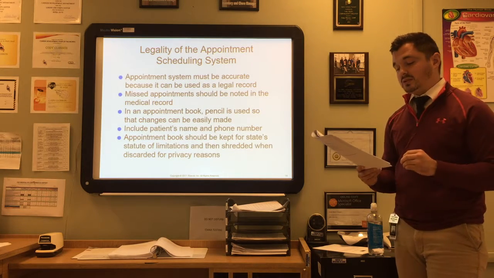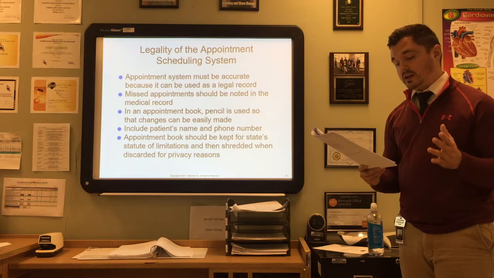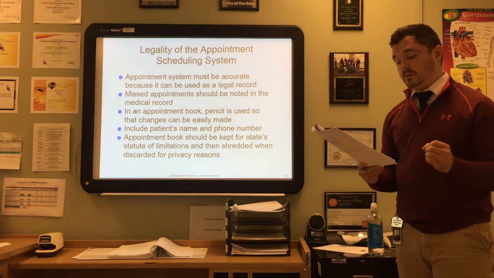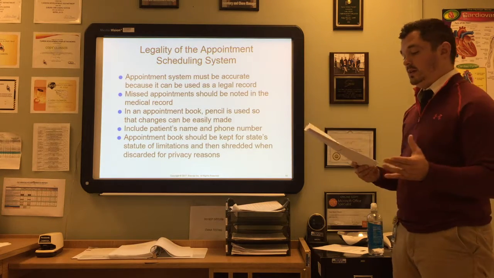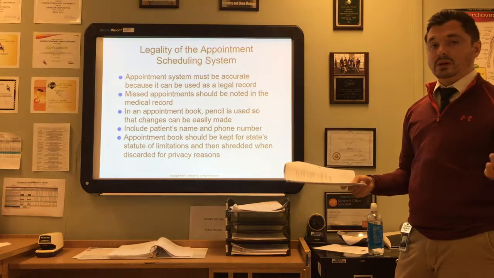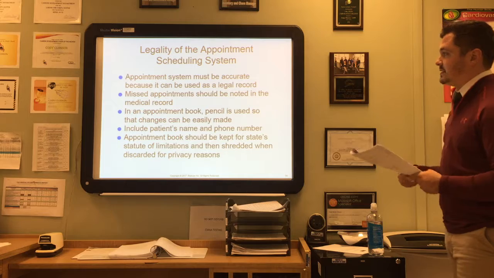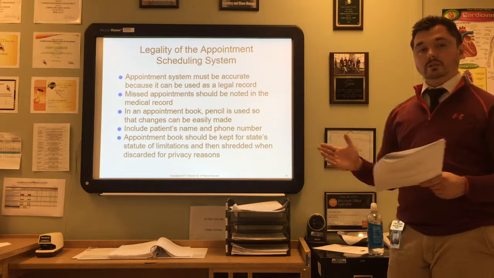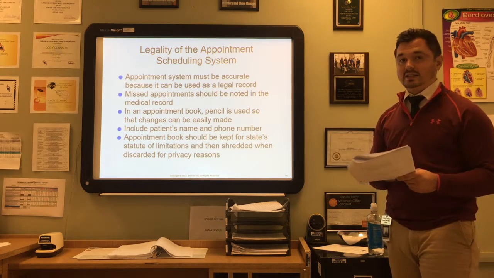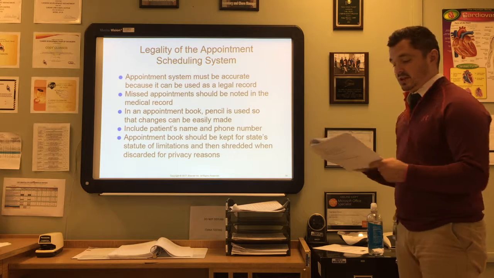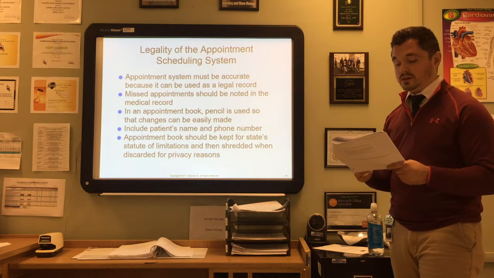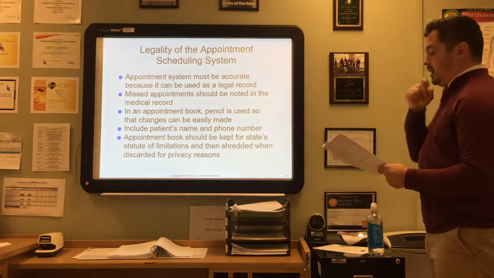However, most computerized scheduling systems will allow the user to indicate whether the patient has checked in, canceled, or missed his or her scheduled appointment. So you can keep track of all that right in the computerized software system. Missed appointments should be noted in the medical record. If they fail to show up, make sure that it's in there. When a patient misses or cancels an appointment, it should be documented in the electronic patient record for legal purposes.